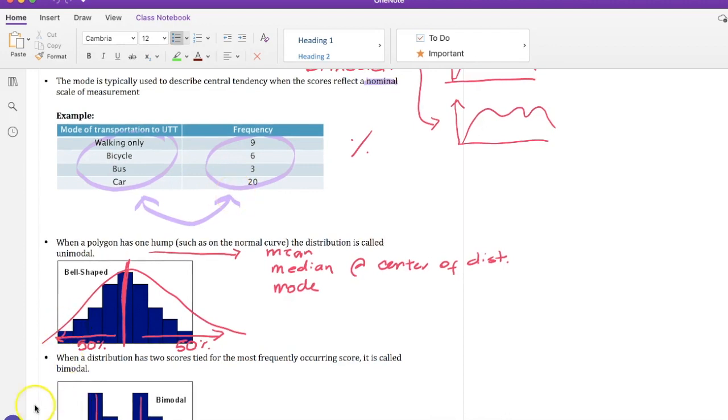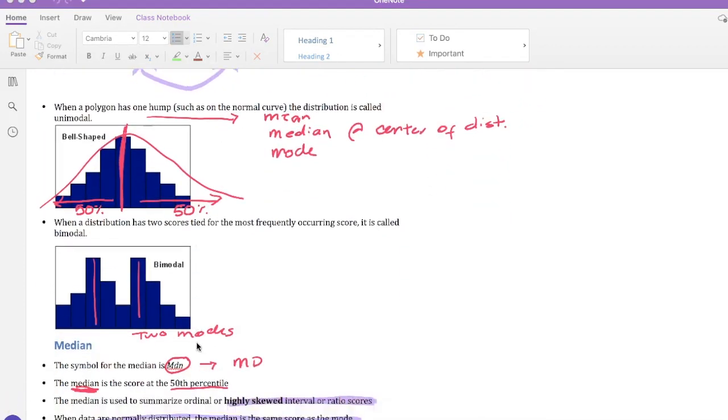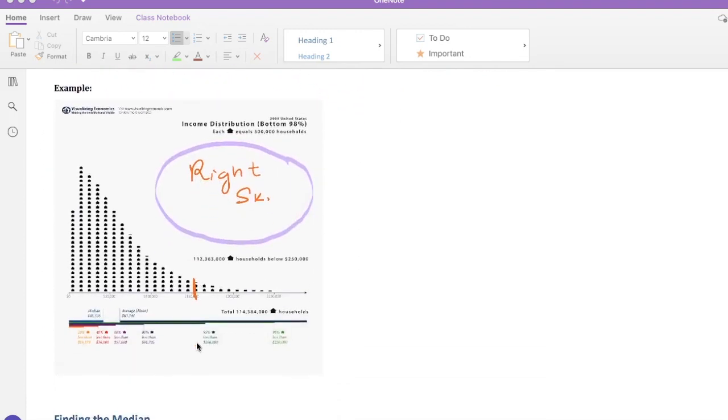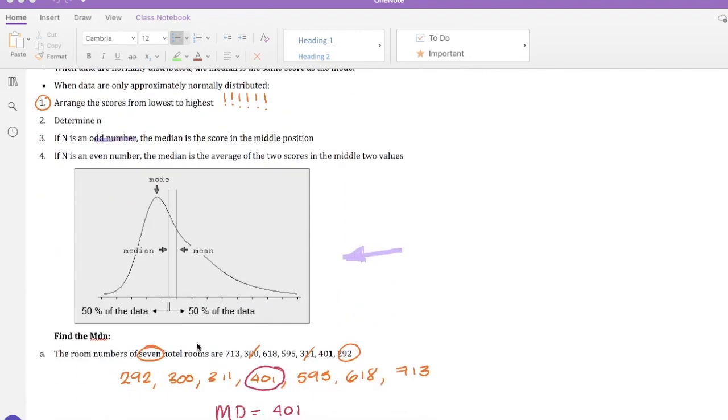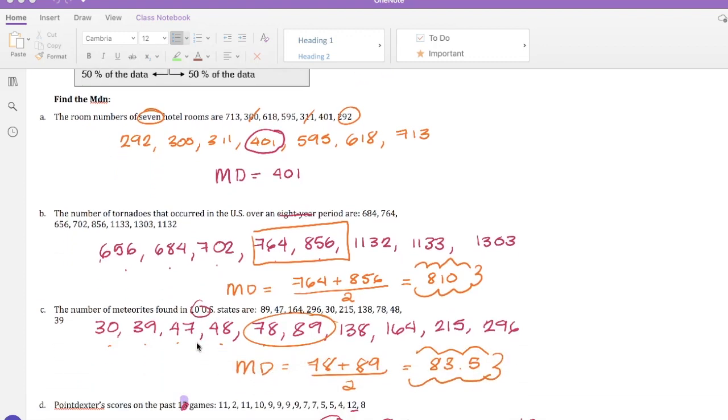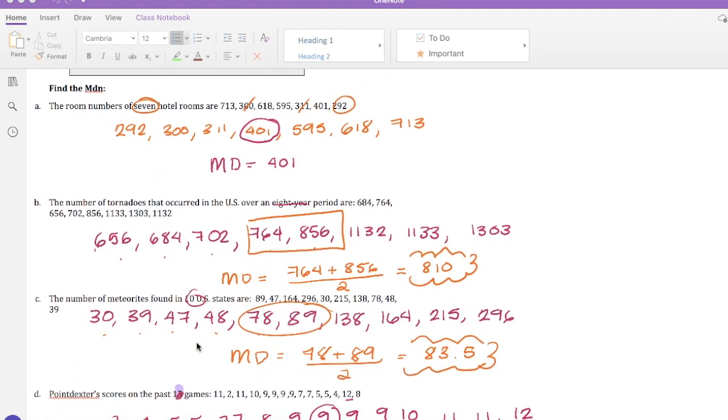But really I was just looking for this table, which is exactly what we had in our notes, except less colorful. So in our notes for measures of central tendency, the next measure of central tendency that we learned about was the median. So let's see how we can get the median. And I have the data for the hotel rooms. I'm pretty sure I have meteorites, and I have Poindexter. I'm not sure I have the tornadoes.